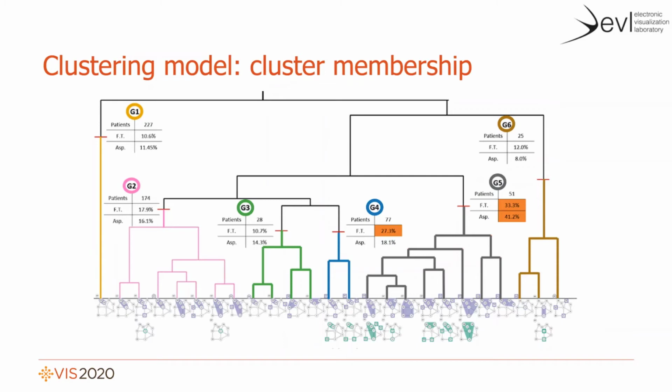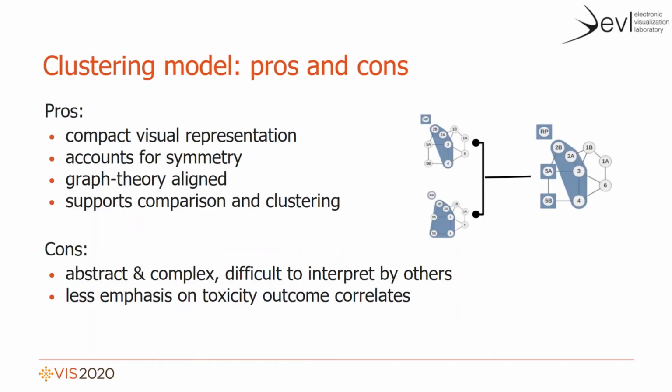A variation of this graph visual encoding was used in an interactive interface to assess different spatial similarity measures, and then to explore different clusterings and cluster membership as part of a dendrogram. This graph-based encoding is a compact visual representation of the disease spread in patients. It accounts for symmetry and is aligned with the graph theory we used to calculate similarity. This representation also supports comparison and clustering.